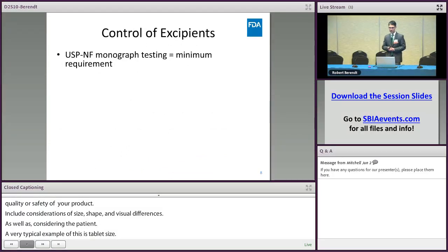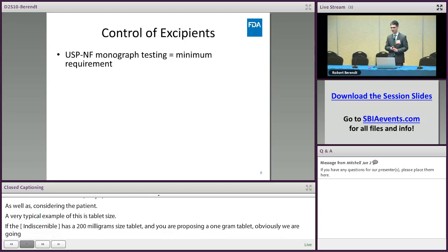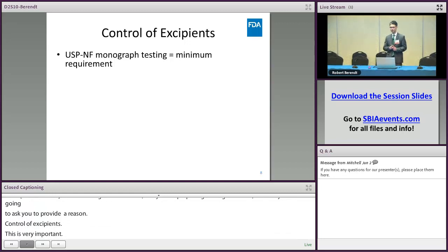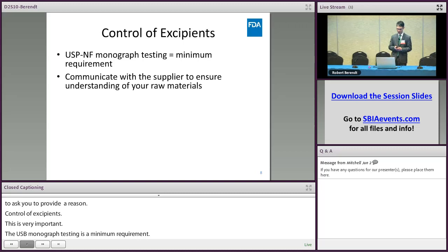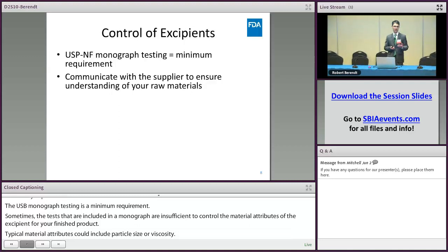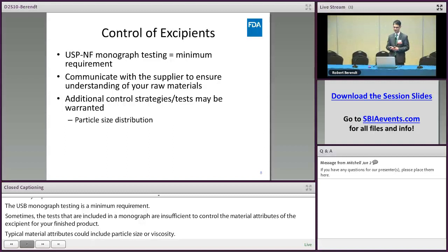Control of excipients. This is very important. USP monograph testing is a minimum requirement. Sometimes the tests that are included in a monograph are insufficient to control the material attributes of that excipient for your finished product. So typical material attributes could include particle size or viscosity. It's important that you communicate, just like with the drug substance, you communicate with the supplier to ensure an understanding of how they're producing that material and the lot-to-lot variability that might be expected in that material, so that you can ensure proper quality of your finished product.